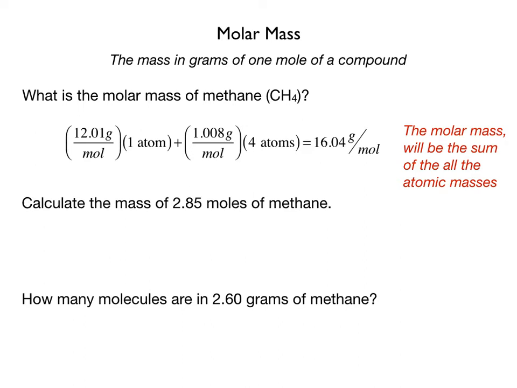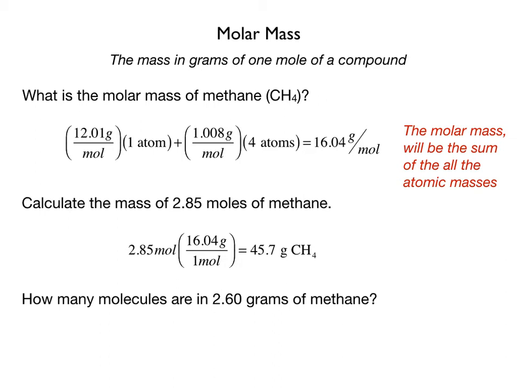So 2 types of problems we might find are: calculate the mass of 2.85 moles of methane. In this case, we are given the number of moles of methane, so we always want to start with the number that's given. So we'll start with 2.85 moles. We want to go to grams, so we're going to multiply by the molar mass. Our moles get crossed off, and we end up with 45.7 grams of methane.